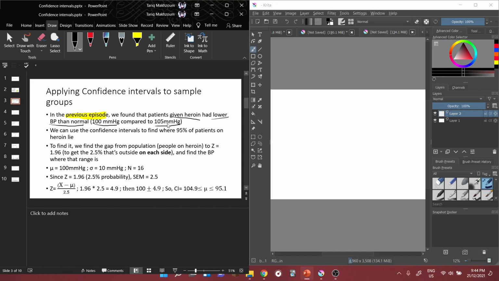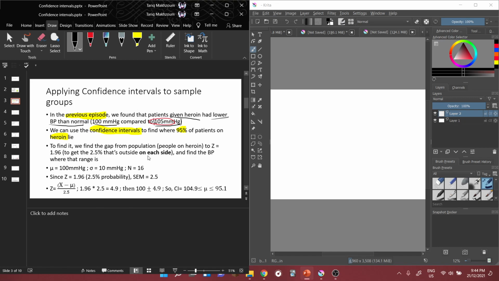And so while we can find the confidence interval of the normal population, what we're going to do here is find the 95% confidence interval for the patients taking heroin. And we're going to see if the normal population mean is inside of that confidence interval, which is also another way to prove statistical significance.